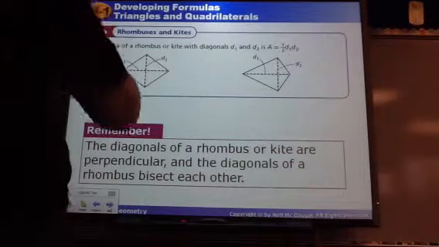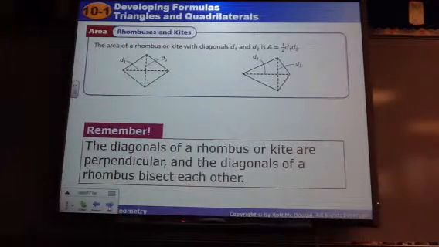Alright class, today we're going to do the second part of 10-1, developing formulas with triangles and quadrilaterals. Today we're going to focus on rhombuses and kites. The area of a rhombus or a kite is the product of your two diagonals times half of that.